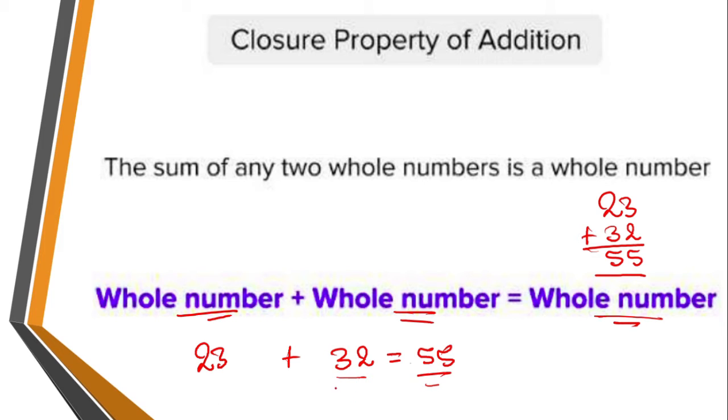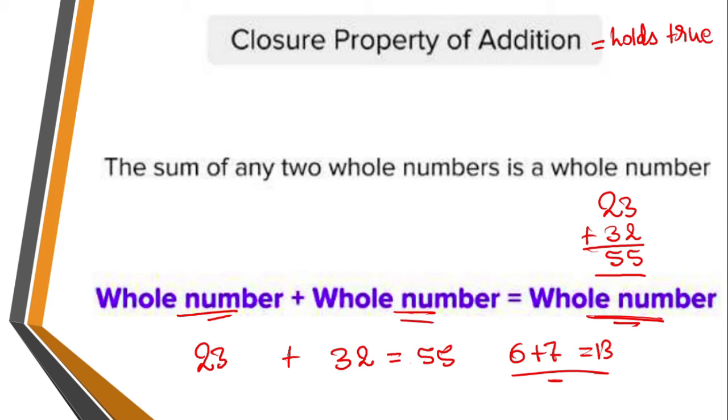Now if we take a smaller example and see. So 6 plus 7 is 13. So 13 is a whole number, 7 is a whole number, 6 is a whole number. So if you take any operation in addition and solve it, the answer will be a whole number. Then we can say that closure property holds true for addition. So now let's see the next operation.